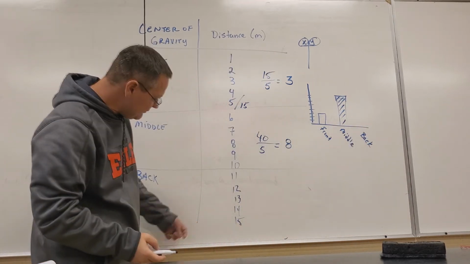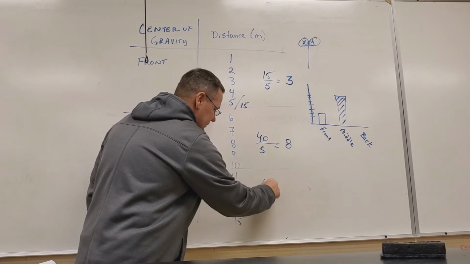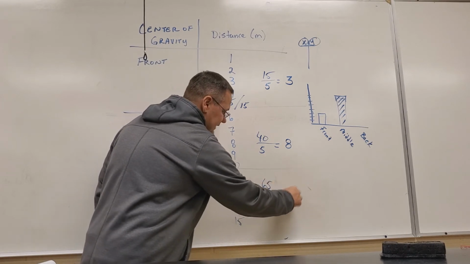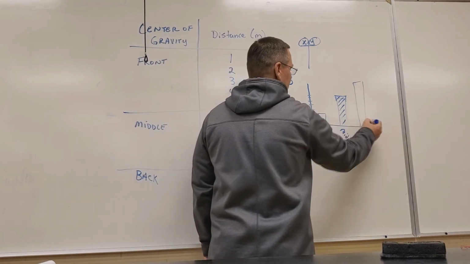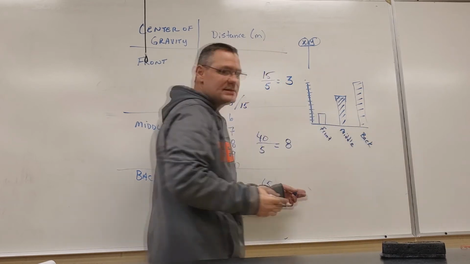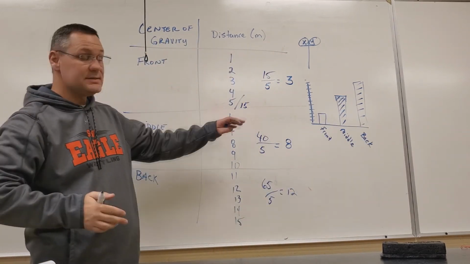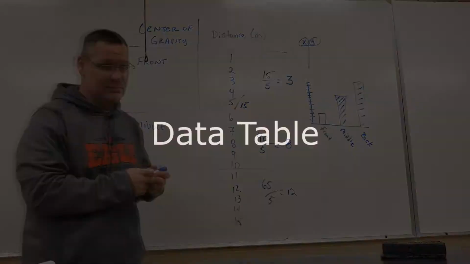Then for the back, we've got 50, 65, divided by 5, that's 12. So this back one would go up to 12. Again, your data isn't going to be the same as this. I just want you to know what to expect, what I'm looking for when I see your graphs and when I see your data tables.